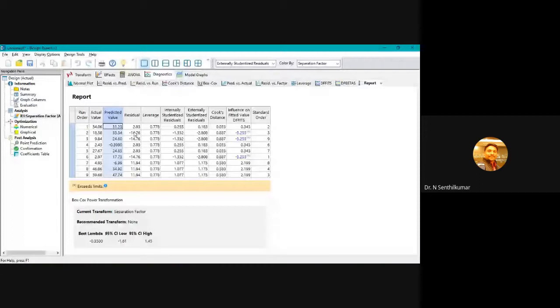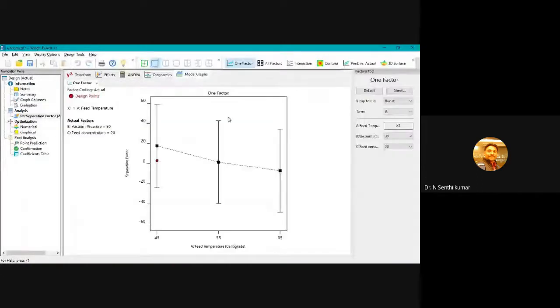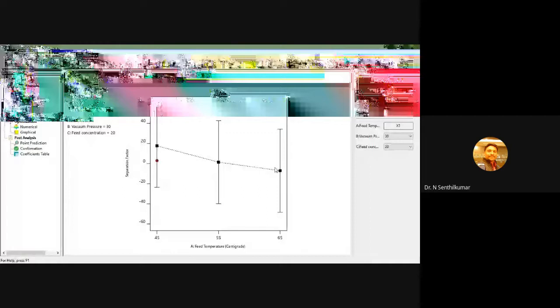Then going with the model graphs. This is the graph that shows what happens to the separation factor when there is a change in temperature.